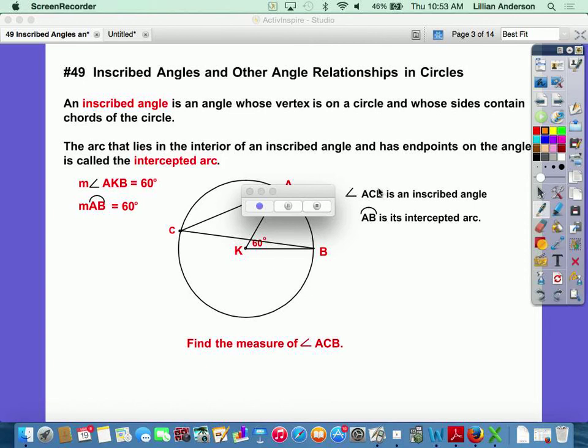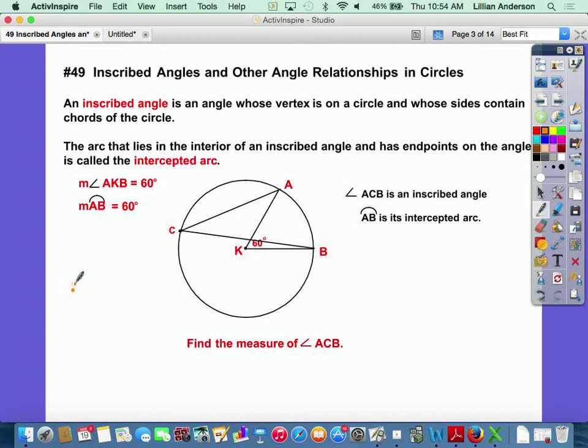Okay. So yesterday we talked about one type of angle. What was it called? A central angle. Today we're going to go a little bit more into the other types of angles that there could be with circles. We'll start with an inscribed angle. An inscribed angle is an angle whose vertex is on the circle and the sides are basically points.